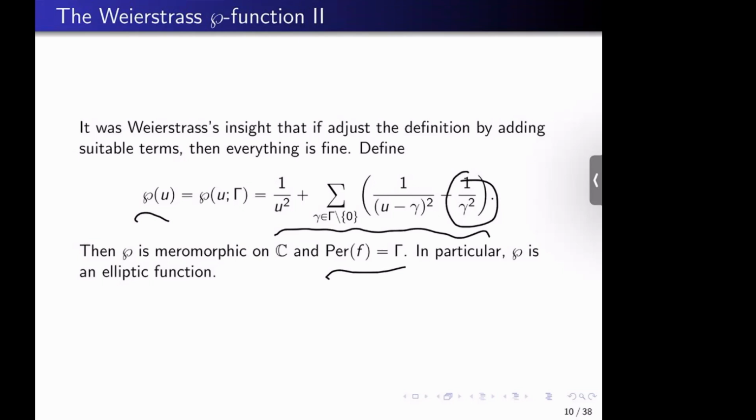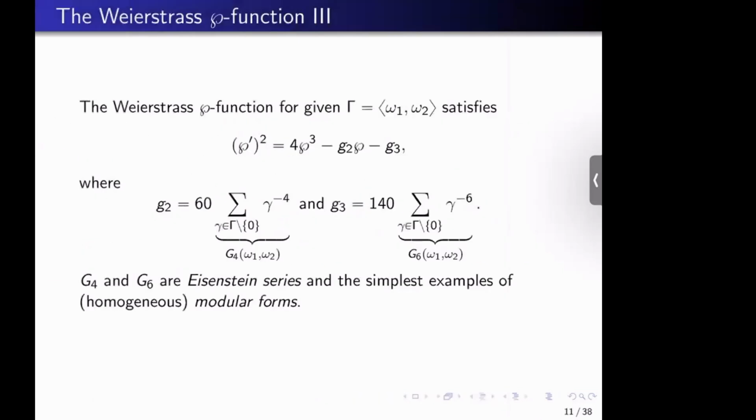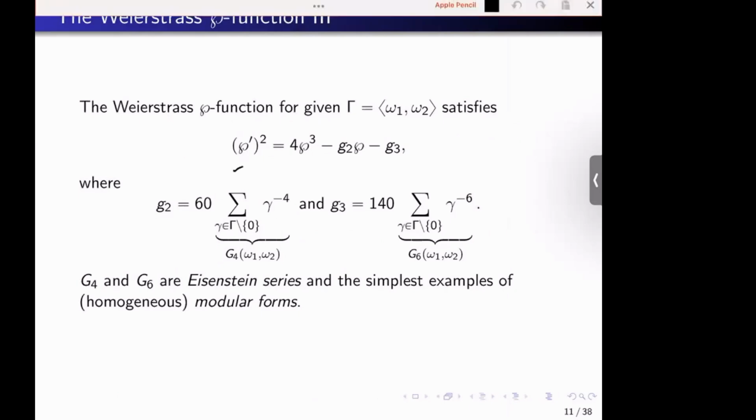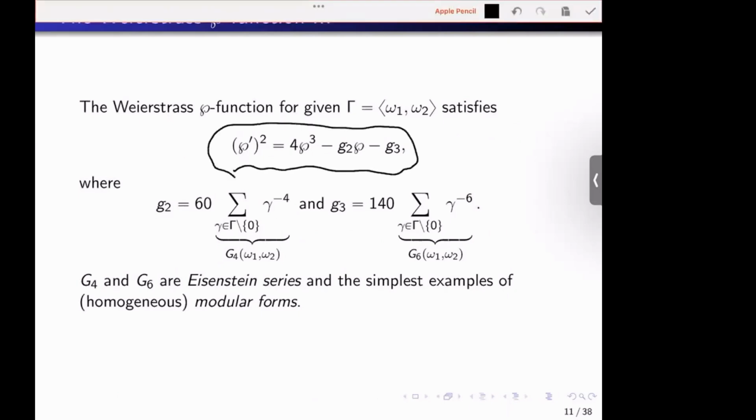Okay, so what can we say about this function? Well, I mean, it's a meromorphic function in the complex plane. It has these double poles at the lattice points. And maybe another important, maybe the most important property of this function is that it satisfies this nonlinear differential equation. So if you take the derivative of the Weierstrass ℘ function and square it, then you can actually express this square of the derivative as a cubic polynomial in the Weierstrass ℘ function itself.